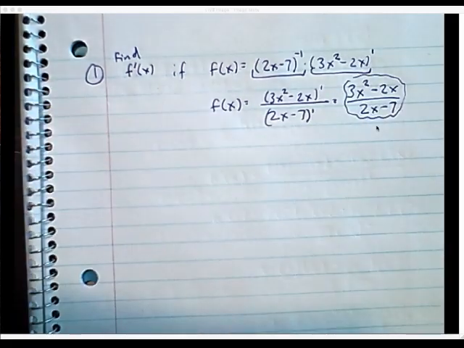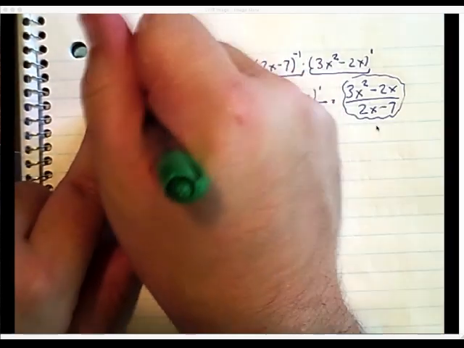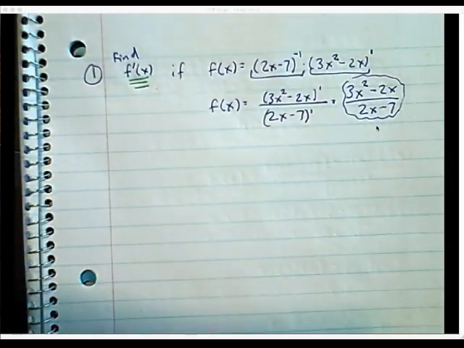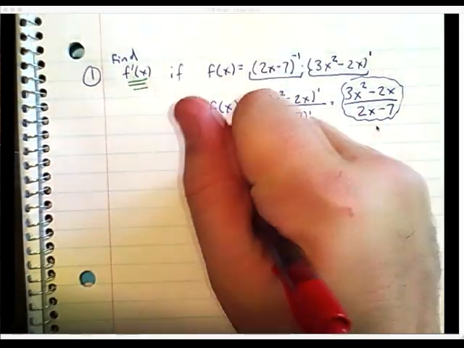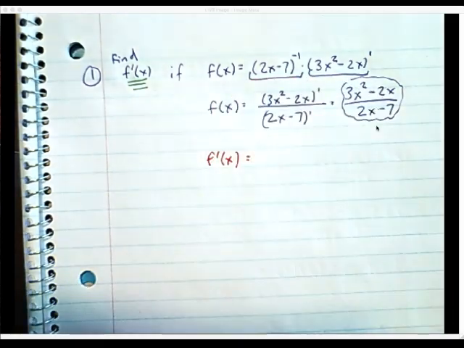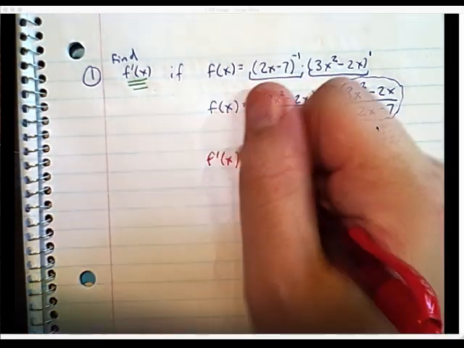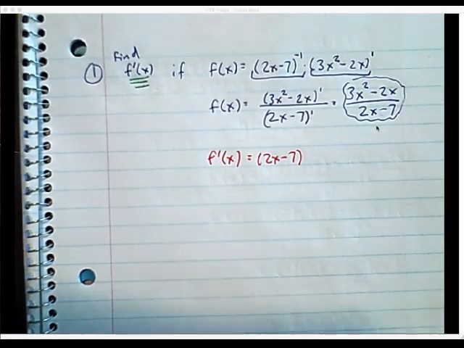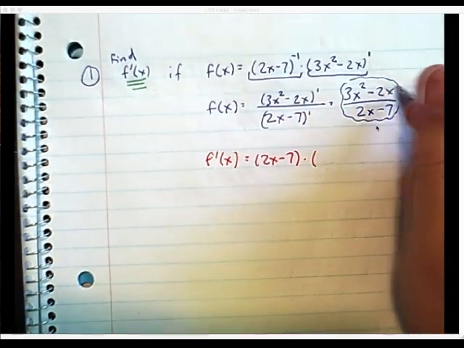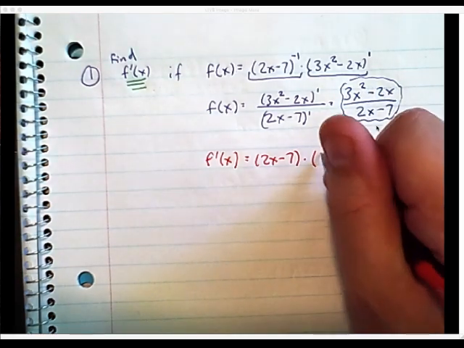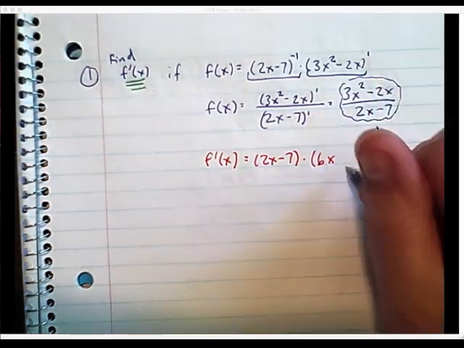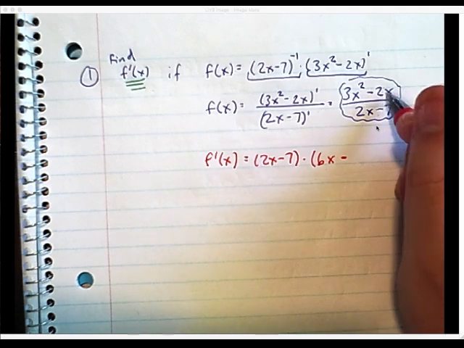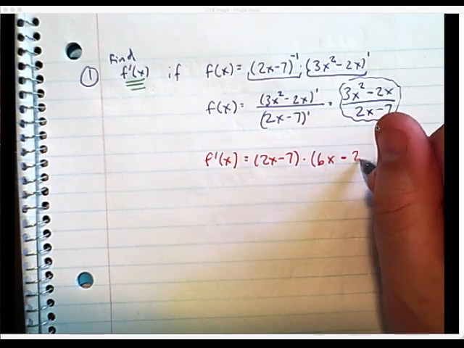So this is another way to write the function itself, and that's not what we're trying to get to. We want to find f prime. So how am I going to do that? I have to use the quotient rule. Low, 2x minus 7, times the derivative of the high. 3 times 2 is 6, so that would be 6x. The derivative of 2x is just 2.